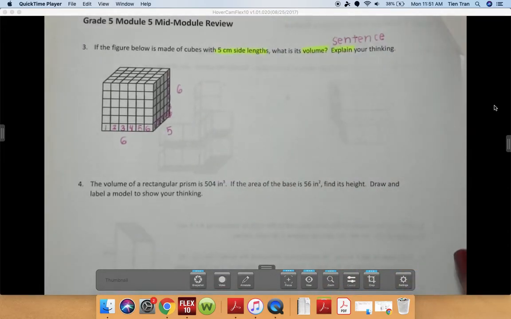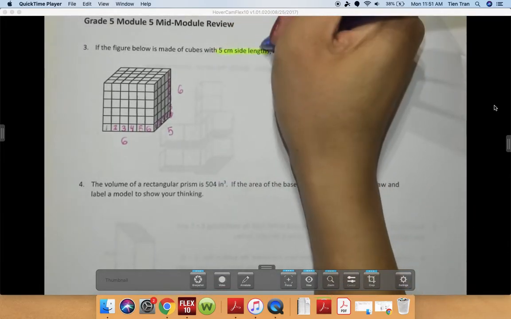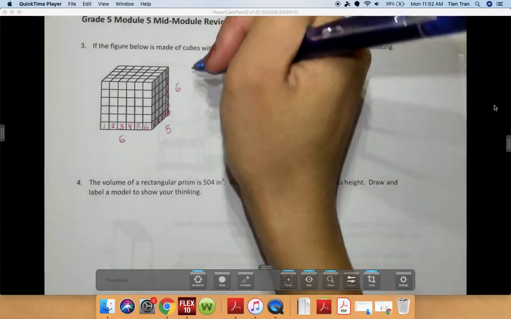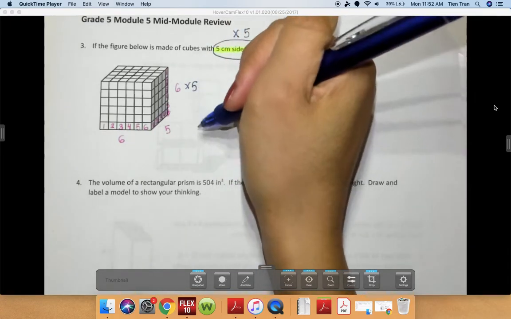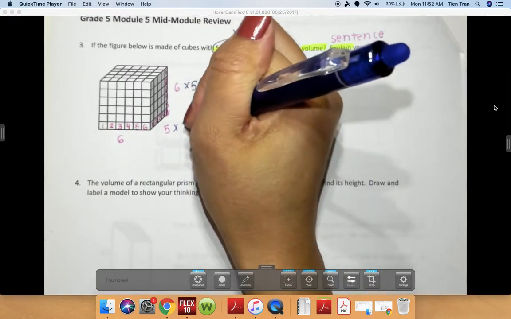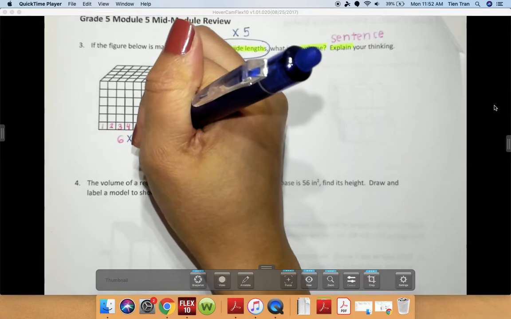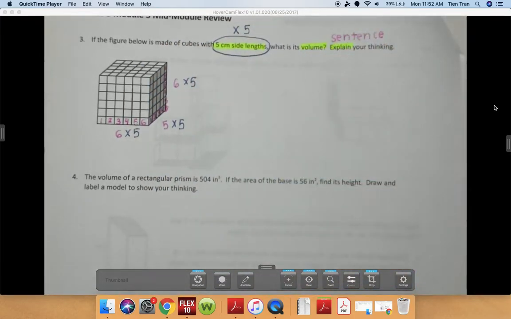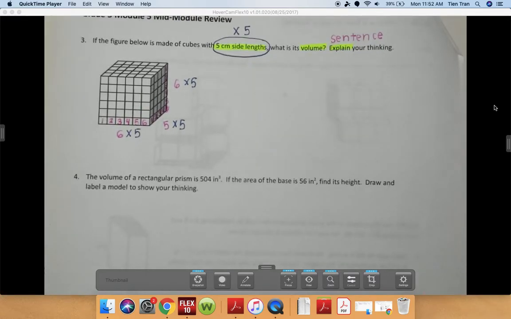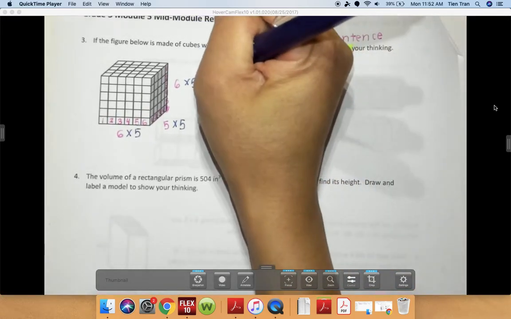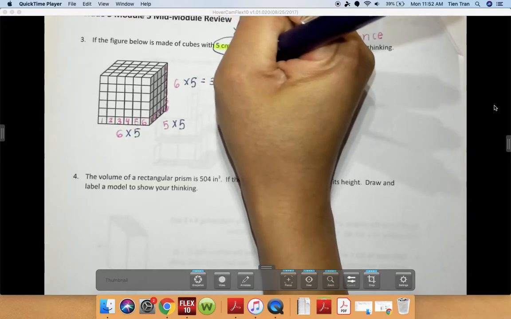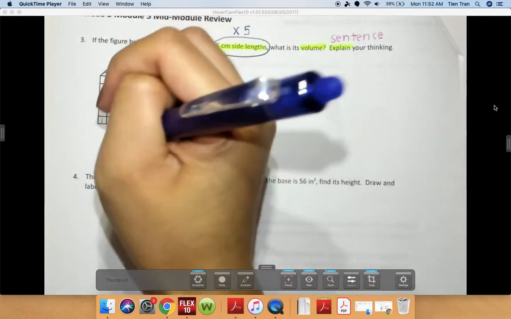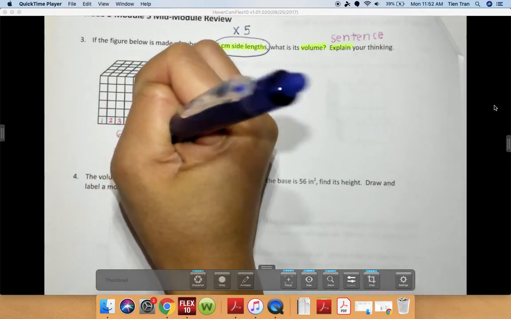Now it says with 5 centimeter side lengths. That means that I'm going to multiply the numbers I have here times 5. So I'm multiplying times 5 for the length, the width, and the height. Okay, so now I am going to multiply. 6 times 5 is equal to 30. 5 times 5 is equal to 25. And 6 times 5 is also equal to 30.